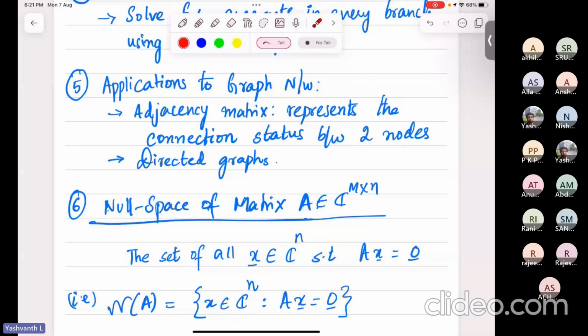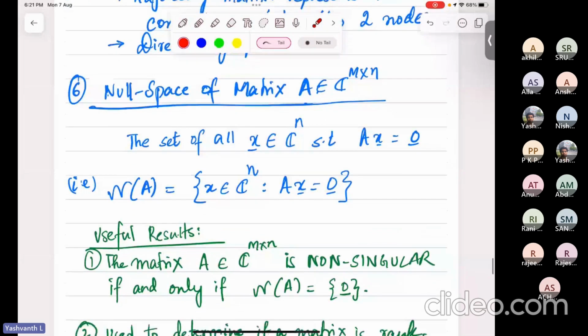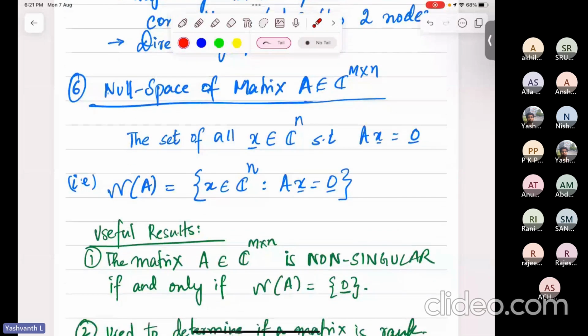And the next concept, which was towards the last lecture of the second week, is that the professor alluded to the concept of the null space of the matrix A.